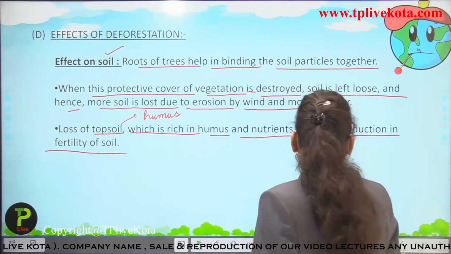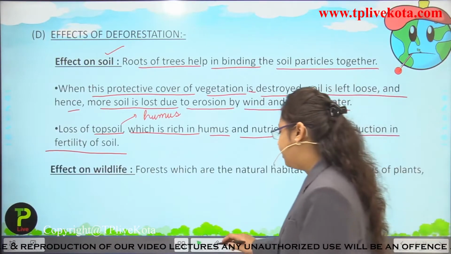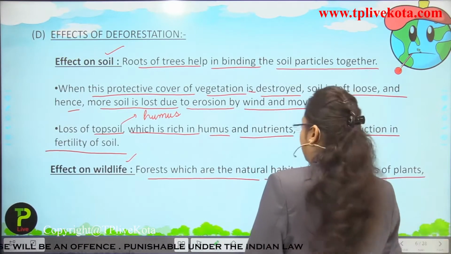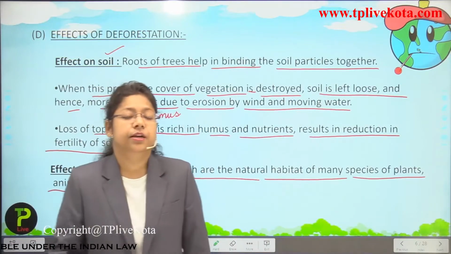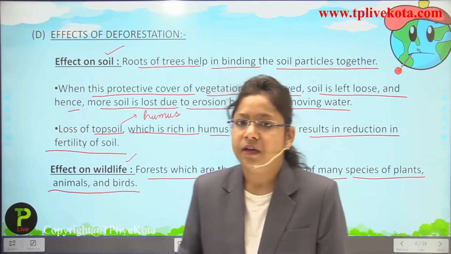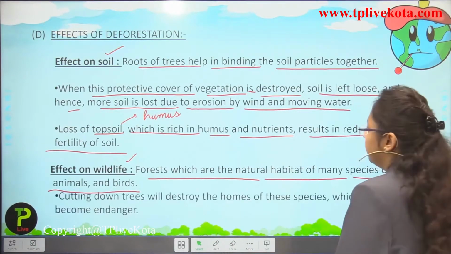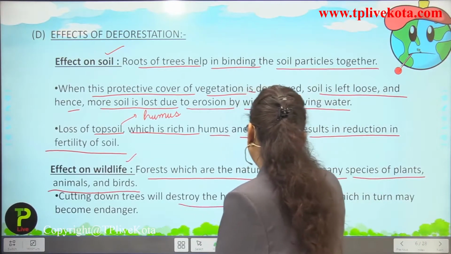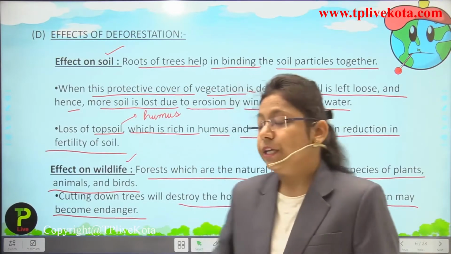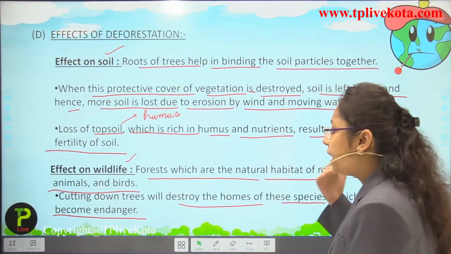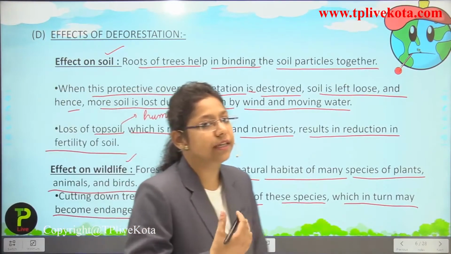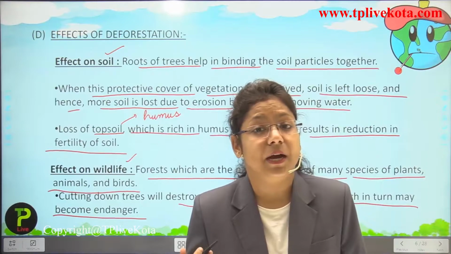Okay, students? Next point is effect on wildlife. What is the effect on wildlife? Forests are the natural habitat of many species of plants, animals and birds. Obviously, the plants, animals and birds survive in the forest. The different species can be seen in the forest. Cutting down trees will destroy the homes of these species, which in turn may become endangered. Now, you can see here what is written, in danger. If you are cutting down the trees, it will destroy the homes of certain kinds of wildlife, certain kinds of animals, and they will become endangered.